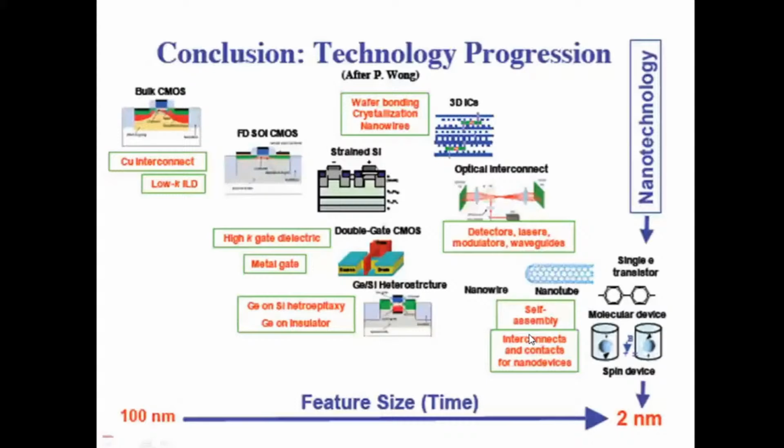We have managed to get MOSFETs and integrated circuits working at high speed. Beyond 22 nanometer node, as we move towards the dimensions of 2 nanometer, the era of nanotechnology starts. Here we use the single electron transistor, molecular devices, spin devices, and so on.